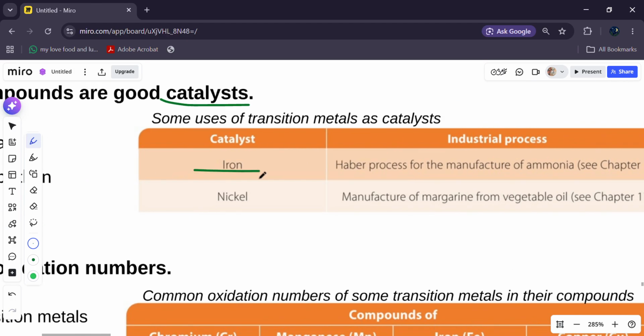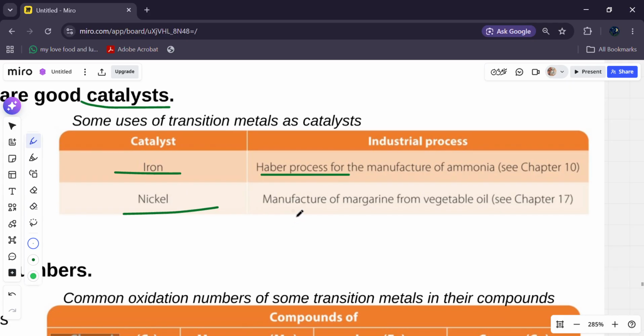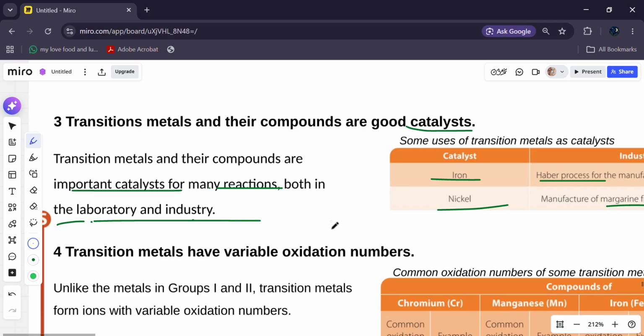as iron, which acts as a catalyst in the Haber process, and nickel, which acts as a catalyst for the manufacture of margarine from vegetable oil. See chapter 10 and chapter 17. We haven't arrived at chapter 17 yet, but we have done chapter 10 and made a video about it, so you can watch if you don't think you've understood that chapter well. Now, transition metals act as good catalysts as they speed up the reaction by lowering the activation energy.